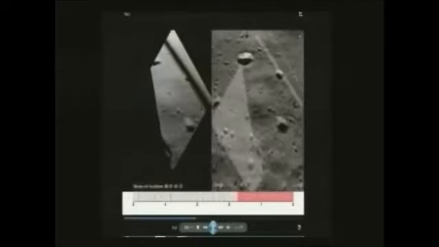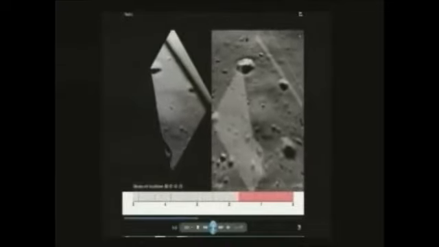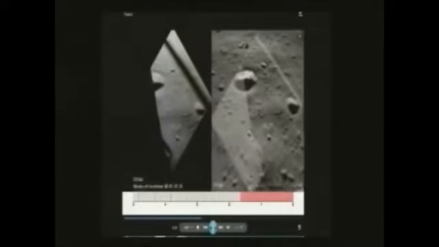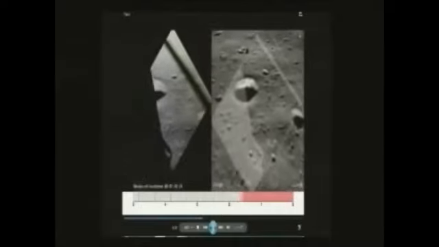We see a crater coming up now on the top of the screen. It's about 30 meters across, about 100 feet.